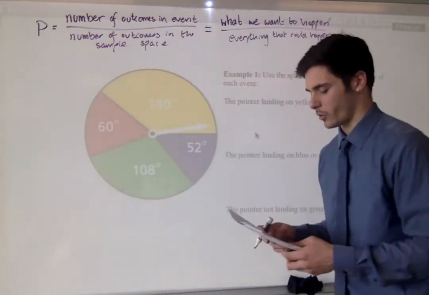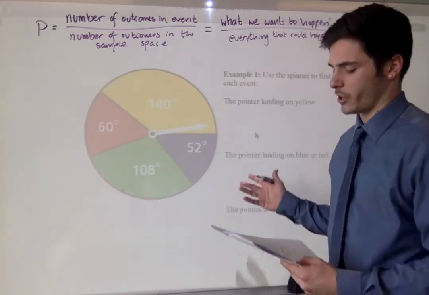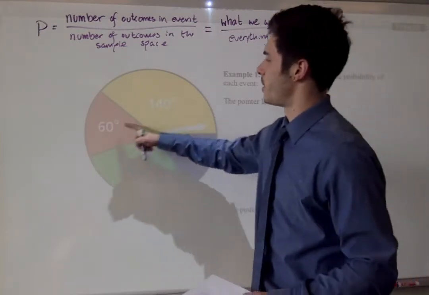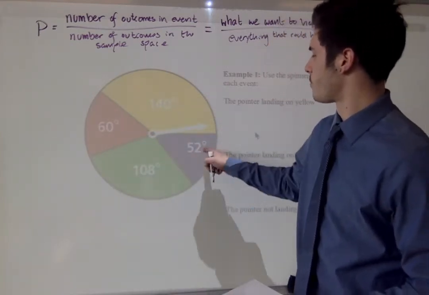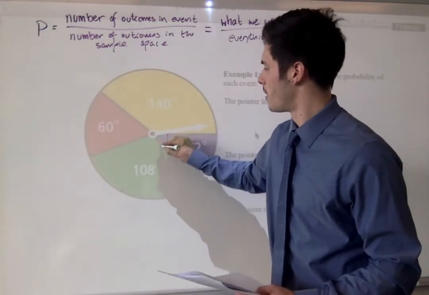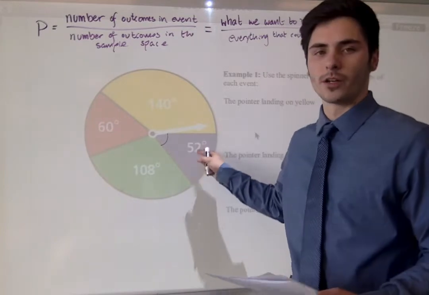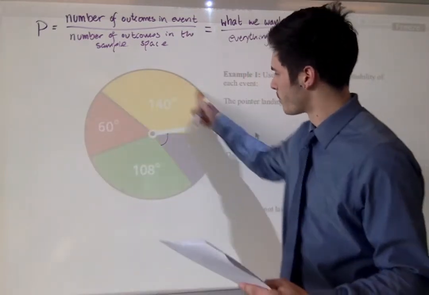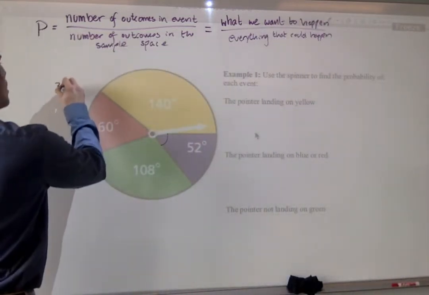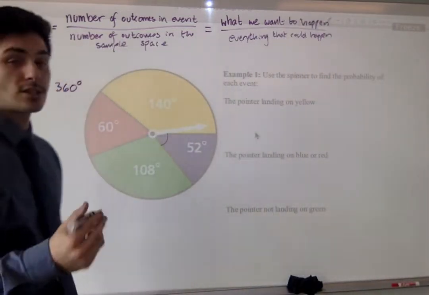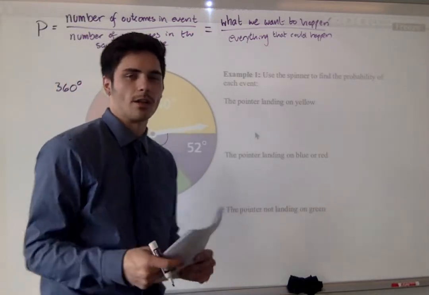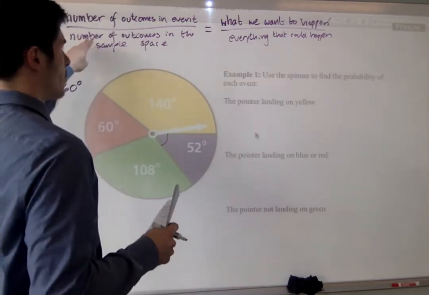So let's go over this example quick. We're going to use a spinner to find the probability of each event. What these are saying is that this is basically the angle of this right here. This is helpful because we know that this whole thing is a circle, and a circle has 360 degrees. So since we know that the total is going to be 360, let's keep that number in mind for the number of outcomes in the sample space.